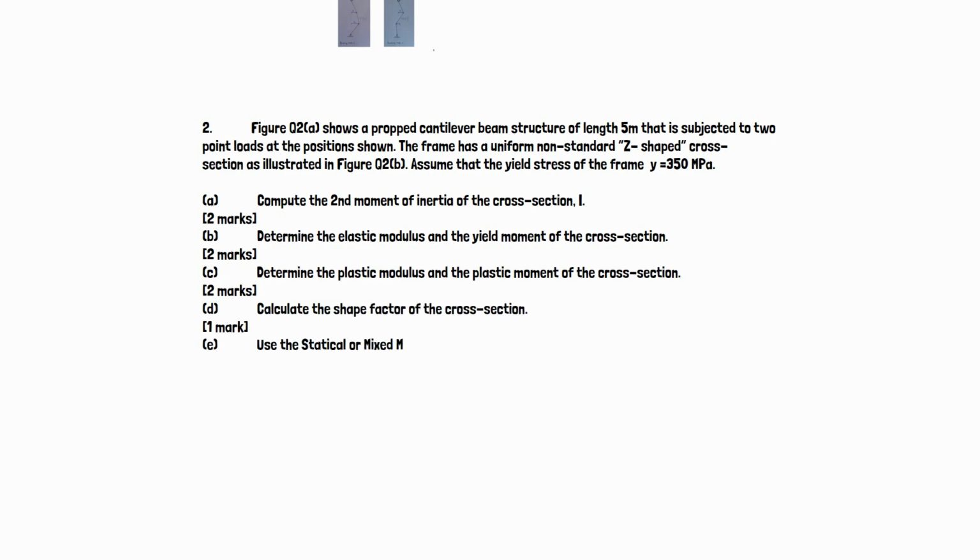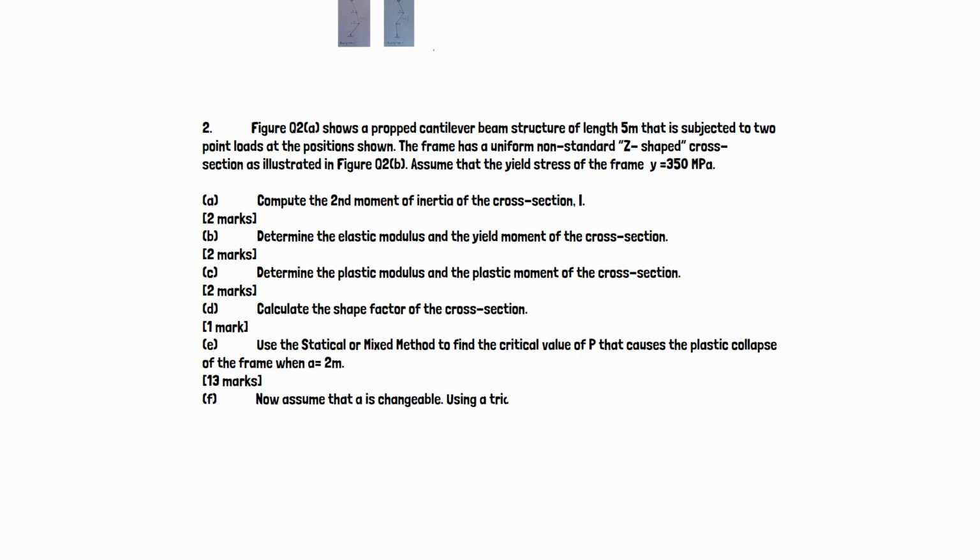Calculate the shape factor of the cross-section. 1 mark. E. Use the statistical or mixed method to find the critical value of P that causes the plastic collapse of the frame when A equals 2 m.